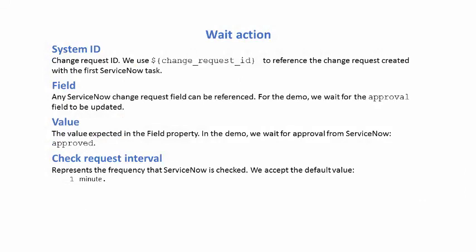Here are the properties for the next ServiceNow task in the deployment plan. This task uses the wait action to pause the deployment until the change request created in the previous task is approved by someone in ServiceNow. This task polls the ServiceNow approval field every minute until the property has the value of approved. When approval is given, the task closes.